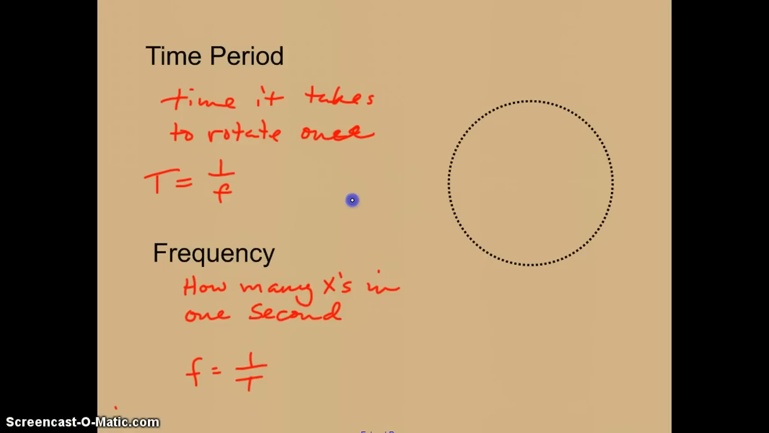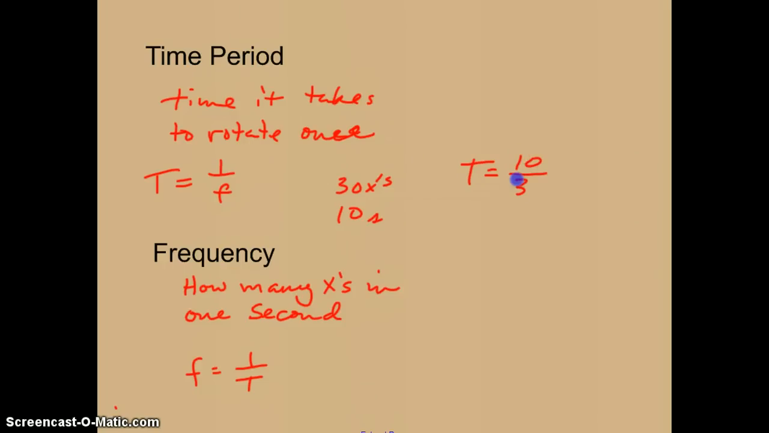So let's say we have an object that rotates 30 times, and let's say it takes 10 seconds for that to rotate around 30 times. So by formula, I'm going to take my time period as 10 divided by the 30. So obviously that's going to be 0.33 seconds for my time period.